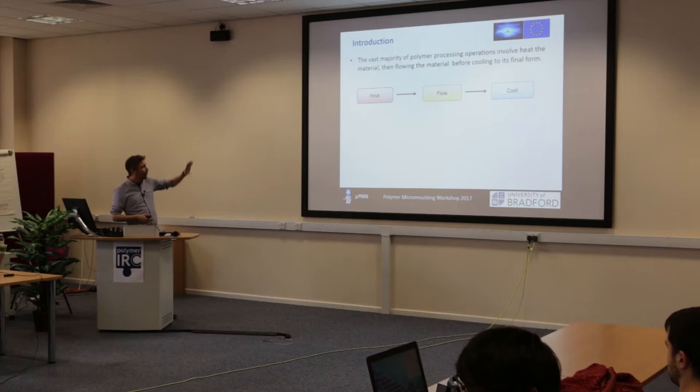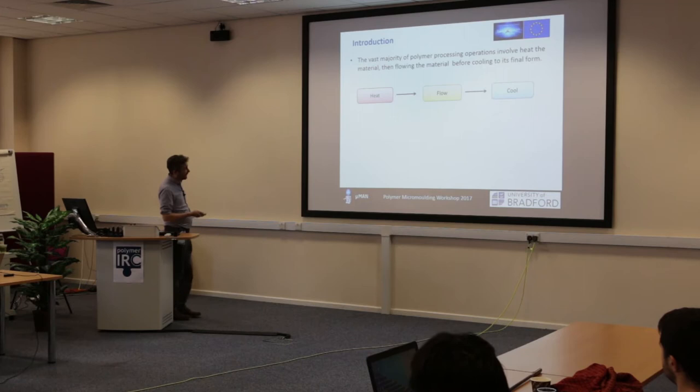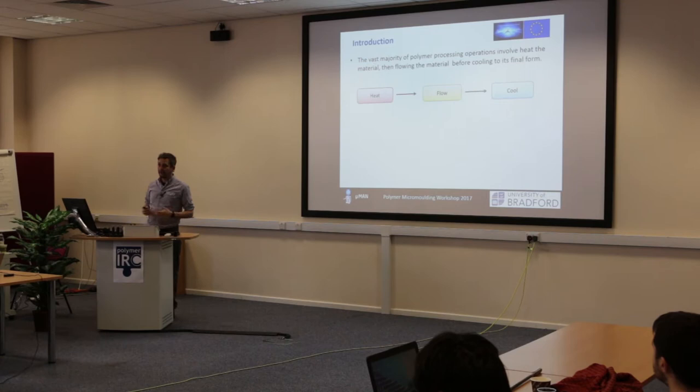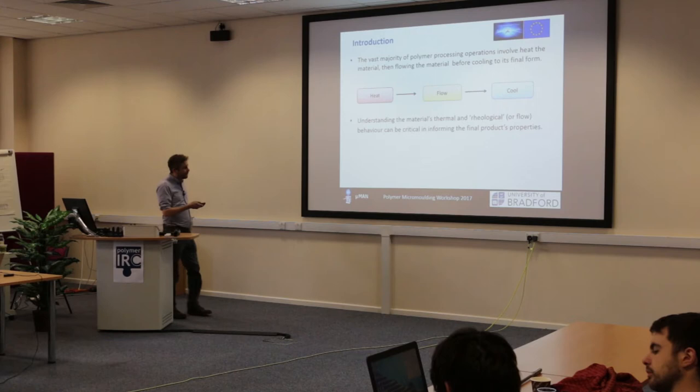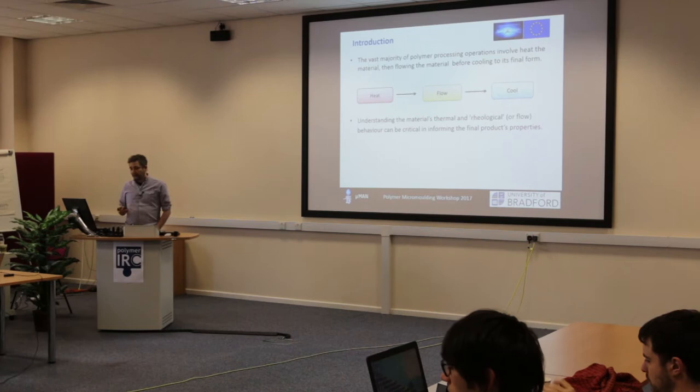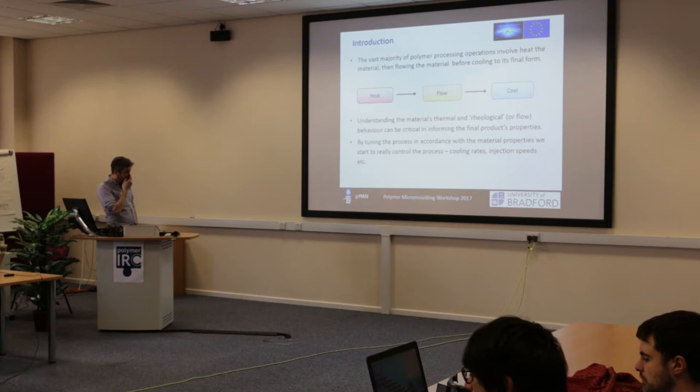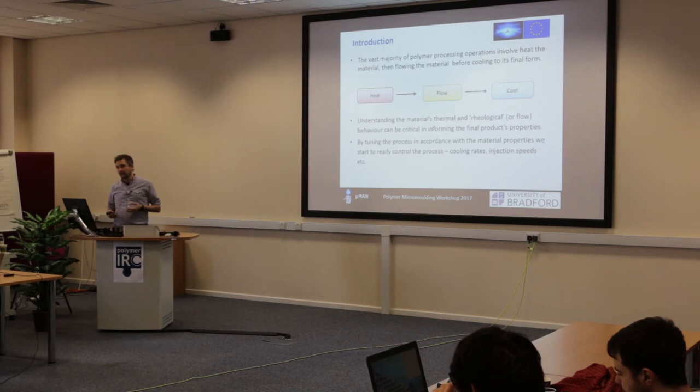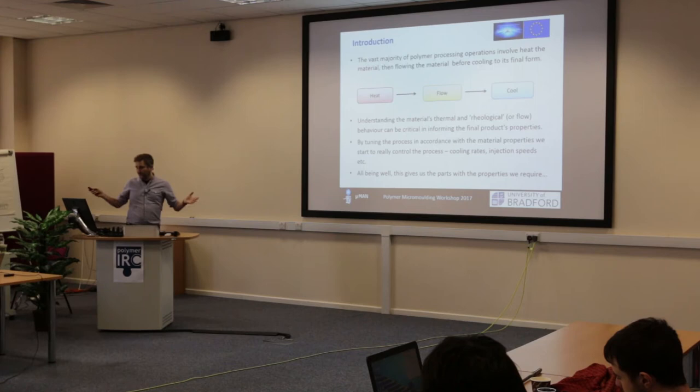And you can see this with metals as well. You're going to heat them, you're going to flow them, and then you're going to cool them down in a desired shape that's going to give us the product properties that we want. Understanding the thermal behavior, as well as the rheological or flow behavior, is critical in informing the final product's properties. And you'll see that even more in a talk tomorrow as well. By tuning the process with the material properties, we really start to be able to control the process with cooling rates, injection speeds, pressures, whatever. And as you've seen in the last hands-on workshop, all being well, we end up with our beautiful product. It's exactly what we want it to be, and it does the job.